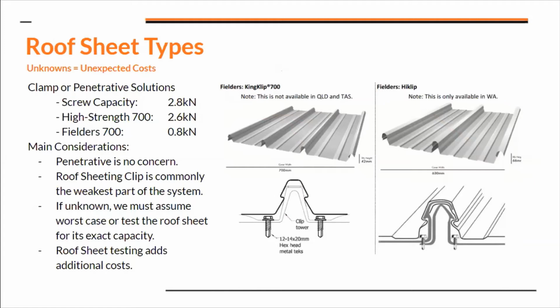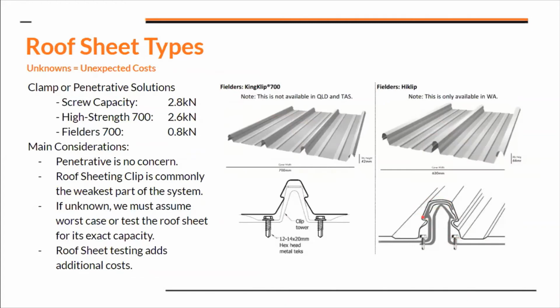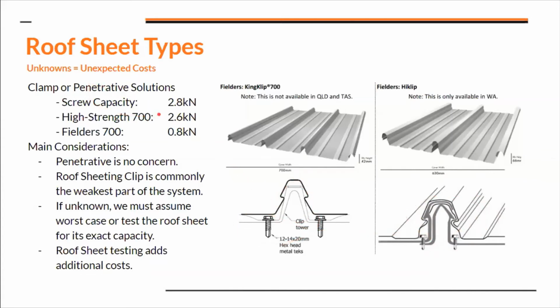But here you've got Fielder's Hick Clip, where they've done the same kind of structure. They've penetrated the clips into the roof, but in this case, they've wrapped their internal clips around the roof sheet in both directions. They have two hooks that go down, and the clip on one side is connected to the clip on the other side. It's quite a rigid system, far greater than this Fielder's 700. And you can see the capacity difference. The Hick Clip is closer to the high strength 700. It's like 2 kilonewtons plus, whereas the Fielder's is only 0.8, which is probably a third or half of the capacity of the Hick Clip. So it makes a big difference.